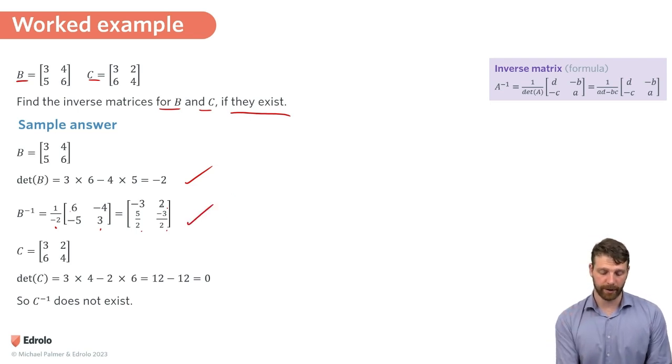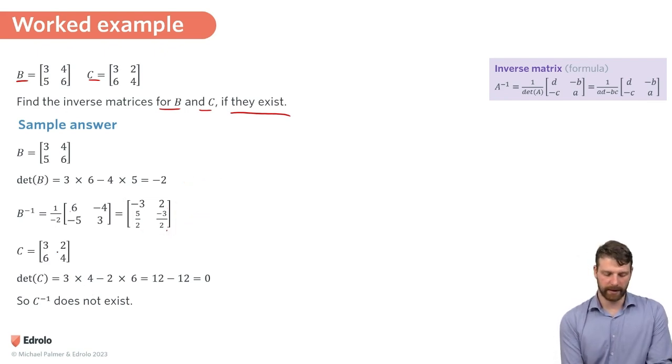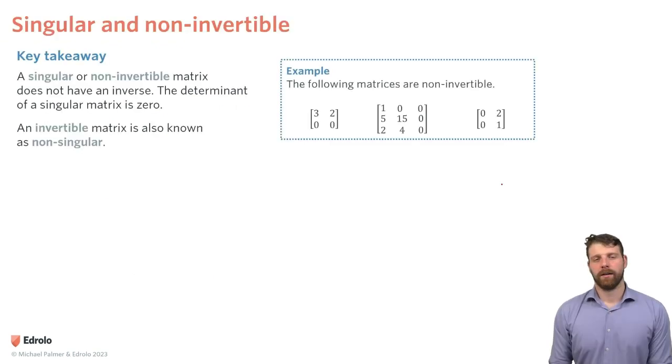Okay, so there's B inverse, and that's how we'd find it by hand. Next up, we need to find the determinant of C. Okay, so there's C, and if we do 3 times 4, that gives me 12, minus 2 times 6 is 12. 12 minus 12 is 0, and when we get a determinant of 0, we can conclude that the inverse does not exist.